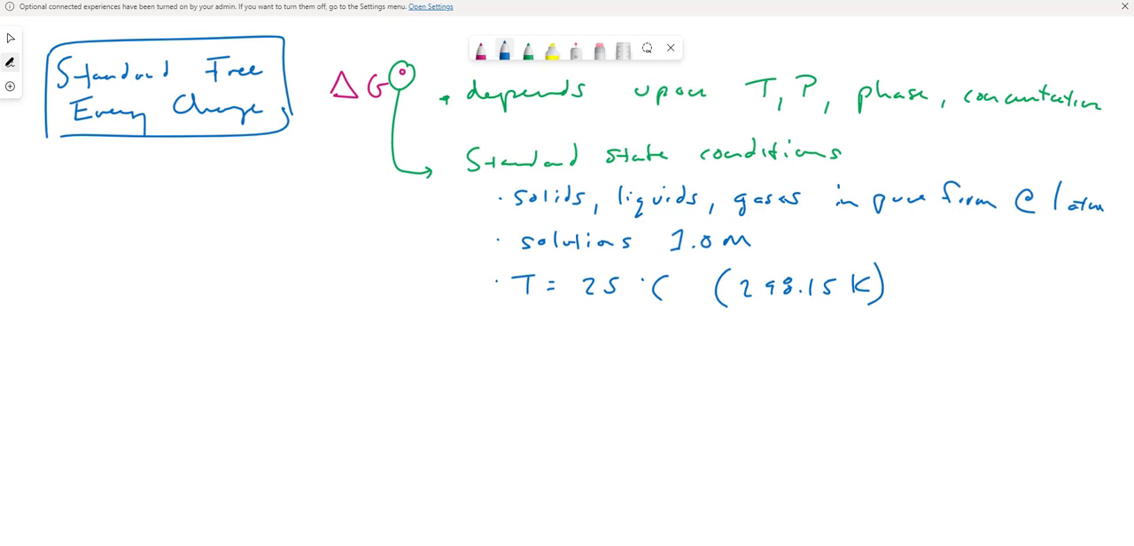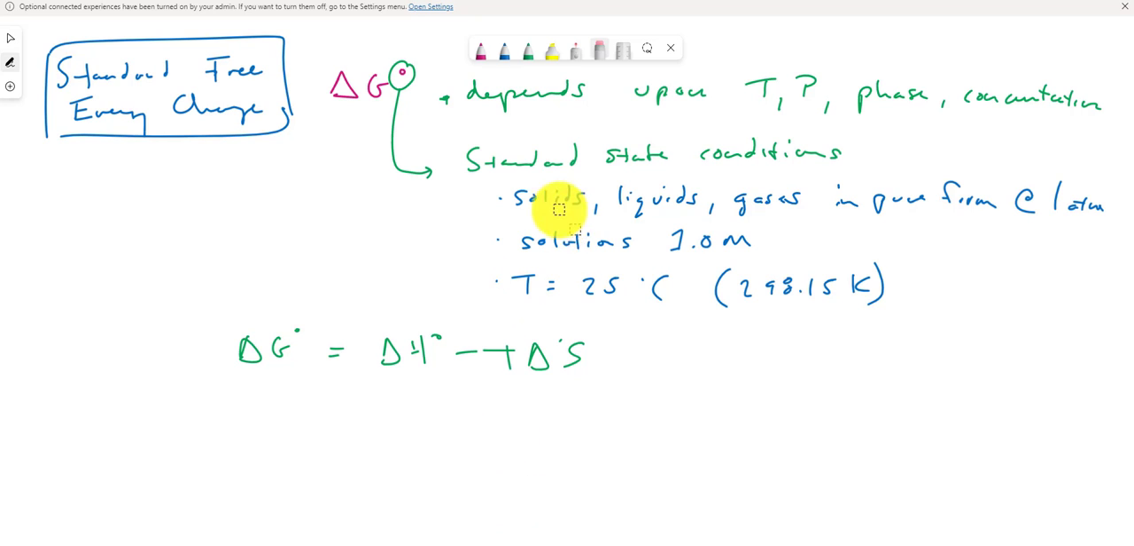So it's important to remember that the expression that we talked about before still stands: delta G equals delta H minus T delta S. This is true, but if we're talking about computing the free energy change under standard conditions, then built into that means that the enthalpy and the entropy change are also under standard conditions.